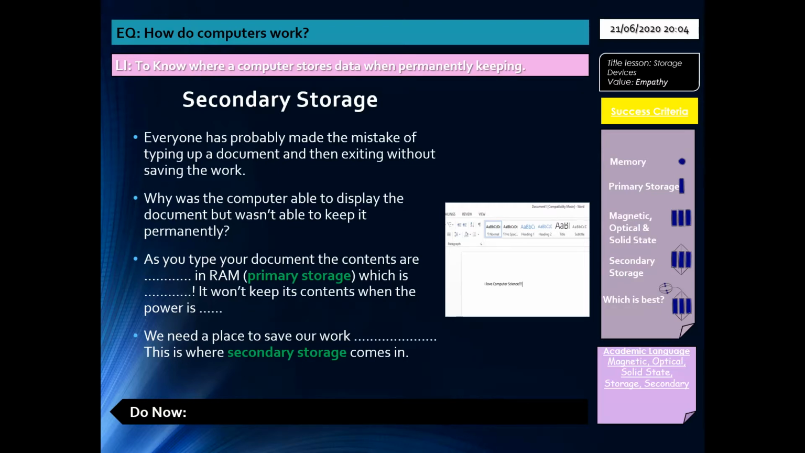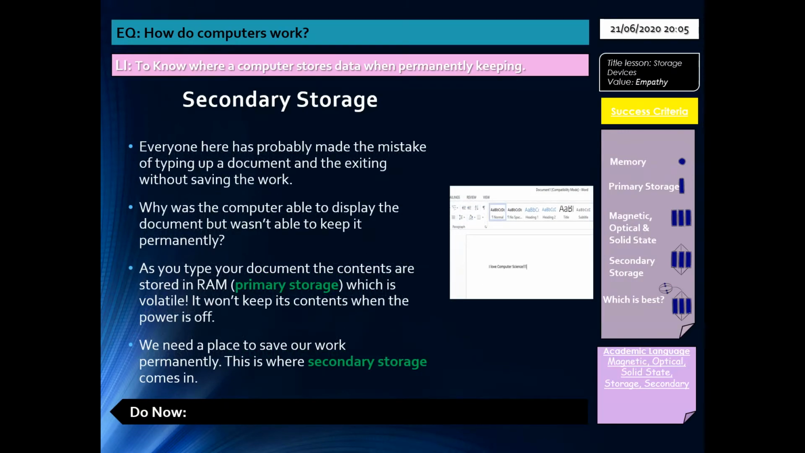As you type your document, the contents are something in RAM, primary storage, which is something. It won't keep its contents when the power is. We need a place to save our work. This is where secondary storage comes in. So let's have a look at the answers.